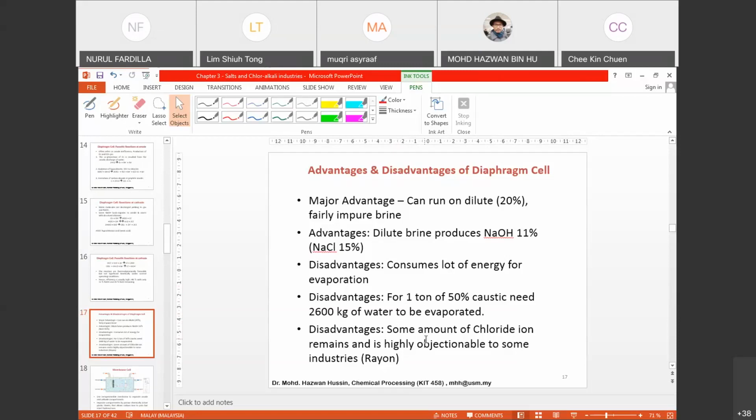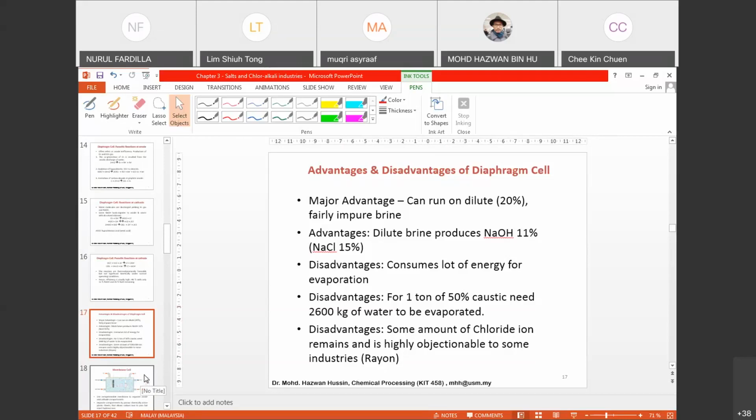The other disadvantage is that some amount of chloride ion remains and is highly objectionable to some industries. The product from the diaphragm cell cannot be used for the polymer industry, for example the production of rayon, due to the fact that it is less pure. It has lots of impurities, so it cannot be used for polymer production.